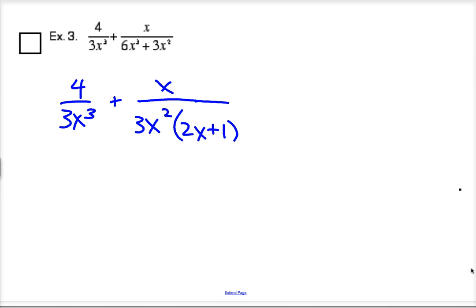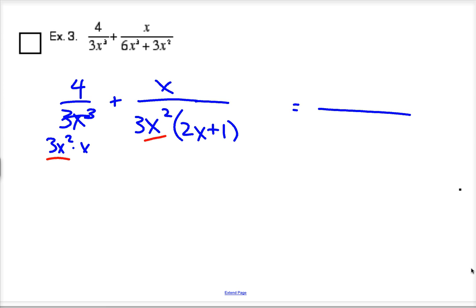Now to find a common denominator, I want the smallest common denominator. So to find the smallest common denominator, I want you to figure out what goes into both of these evenly. And hopefully you can see that 3x squared goes into both. In fact, I could take the left-hand side here and write it as 3x squared times x. So I can make it so that they both have a 3x squared in common.